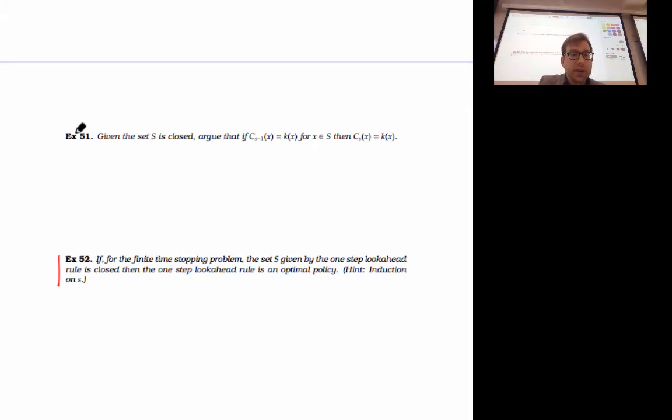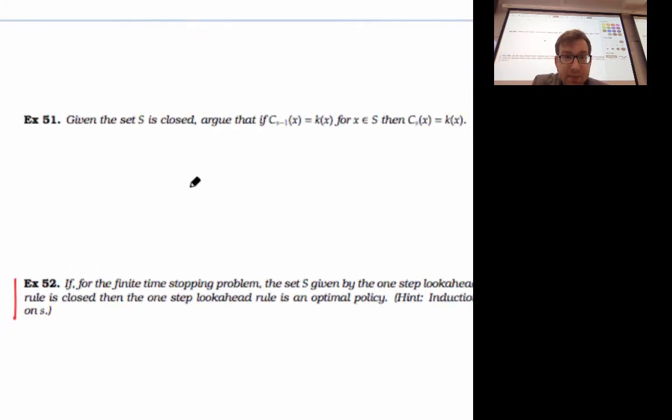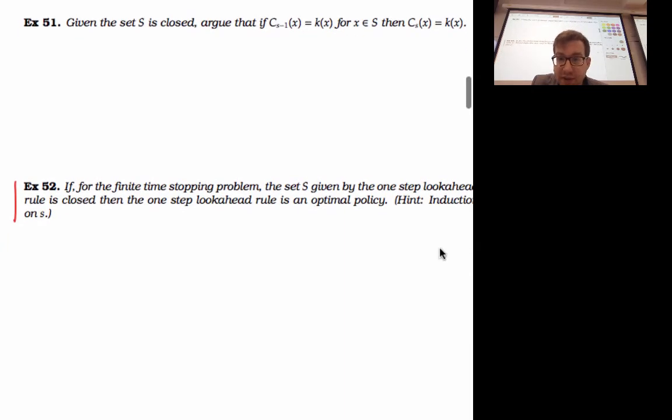So we're going to divide this into two parts. We're going to prove this property first in exercise 5.1, and then we'll go ahead to exercise 5.2 to prove that the one-step look-ahead rule is optimal. So this is just a kind of interim result which we need to prove first, okay?